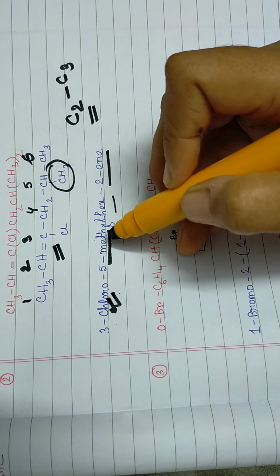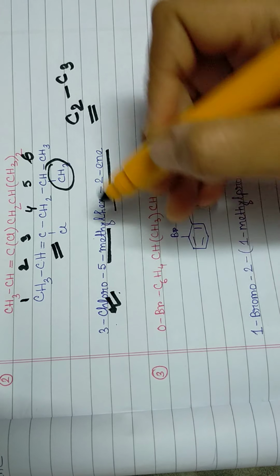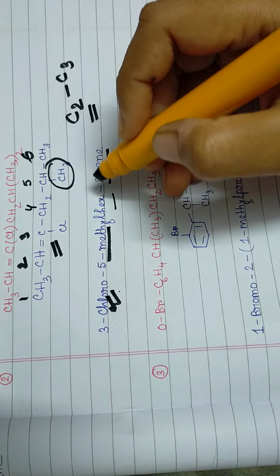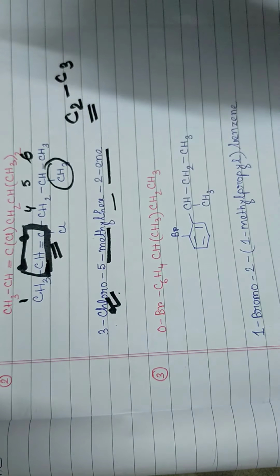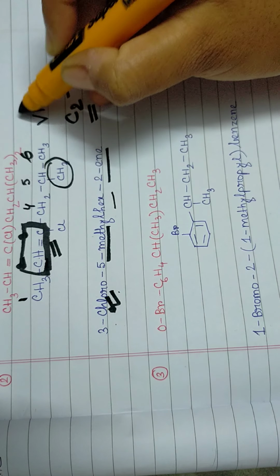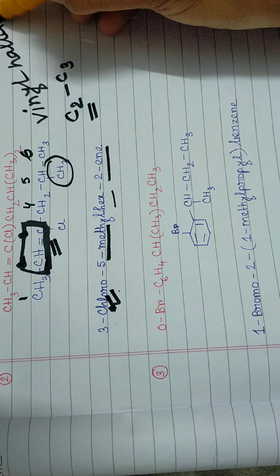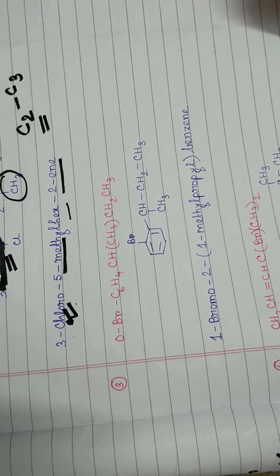Now if we try to classify it, then we can see that it is a vinylic halide. Why? Because there is this group which is CH double bond CH, and this is a vinyl halide. So under classification, this comes in the group of vinyl halide or vinylic halide.